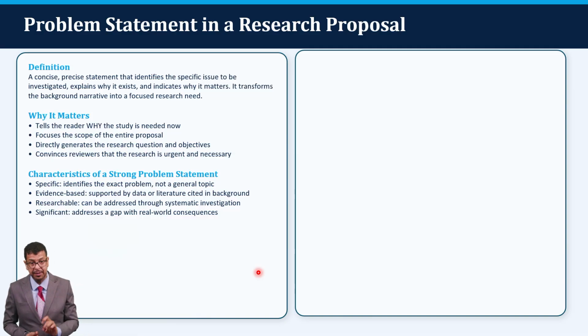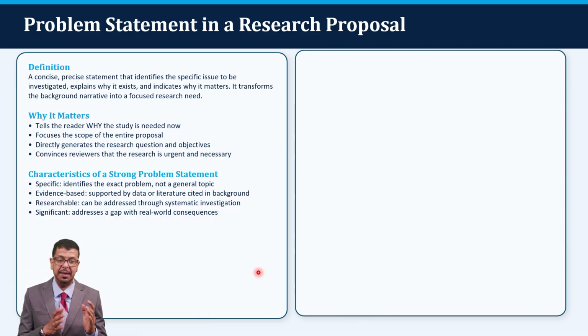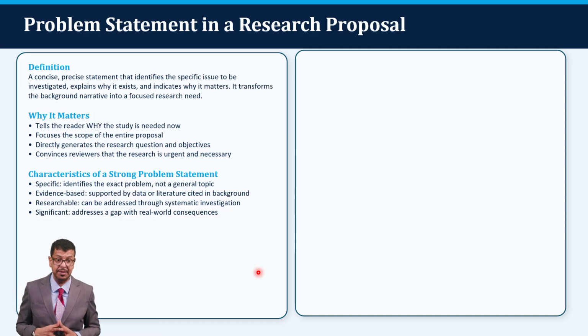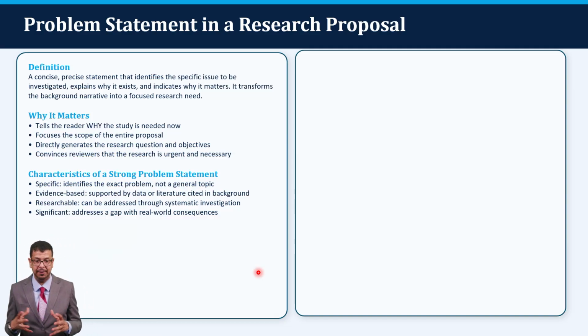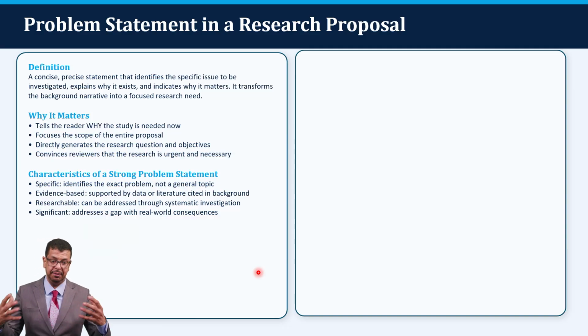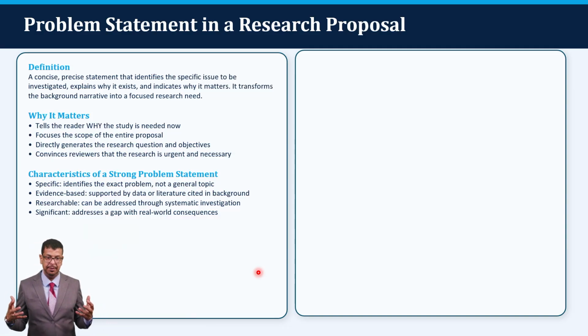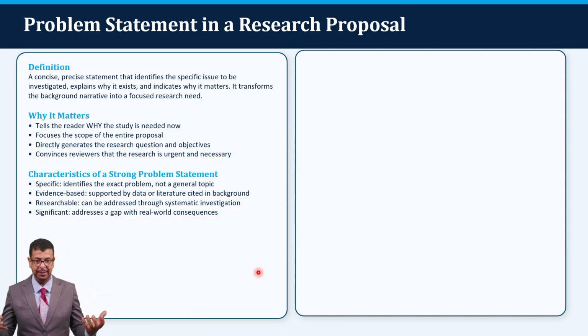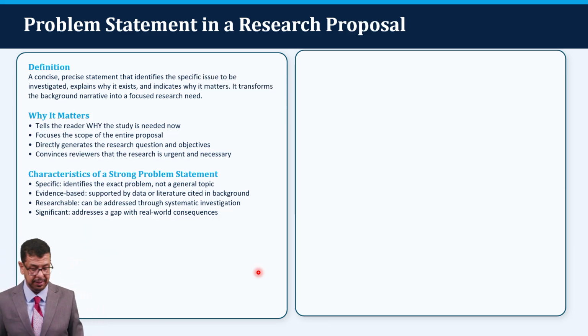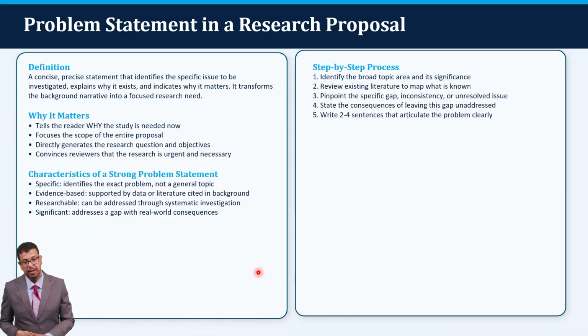It should be specific: identify the exact problem, not a general one. It should be evidence-based, supported by data and literature. It should be researchable and can be addressed through a systematic investigation. It should be feasible, practical to really address, and it should be significant in addressing the gap with the real world. How to develop it?